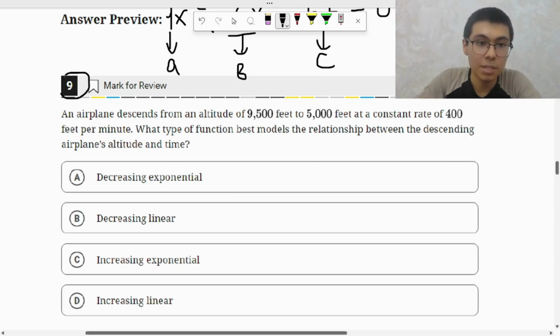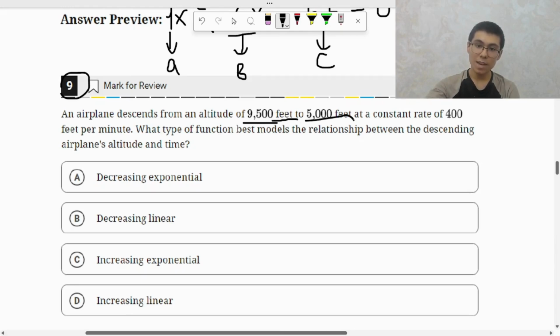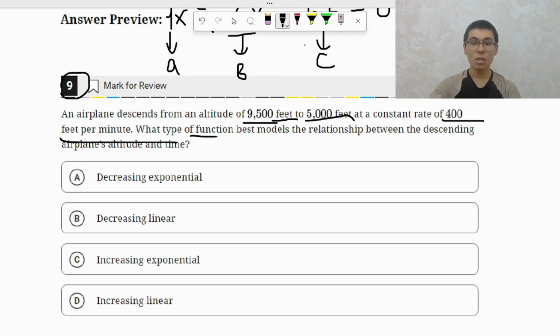So question number 9. An airplane descends from an altitude of 9,500 feet to 5,000 feet at a constant rate of 400 feet per minute. What type of function best models the relationship between the descending airplane's altitude and time?